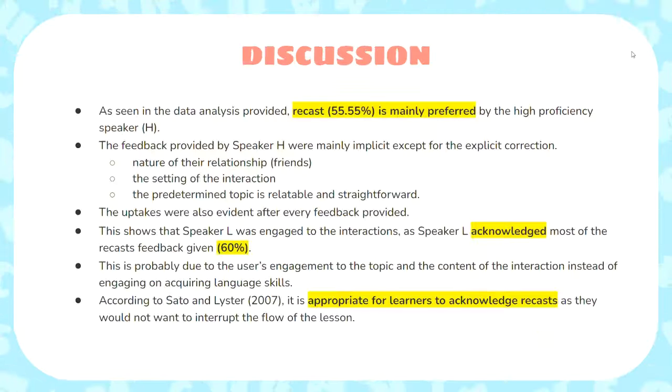So, as seen in the data analysis provided, recast is mainly preferred by the high proficiency speaker. So, the feedback provided by speaker H were mainly implicit except for the explicit correction. This is due to the nature of the relationship, which they are friends, the setting of the interaction, and also the predetermined topic is relatable and also straightforward. So the uptakes were also evident after every feedback provided. So this shows that Speaker L was engaged in the interactions as Speaker L acknowledged most of the recast feedback given. It's about 60%, 3 out of 5 interactions with recast.